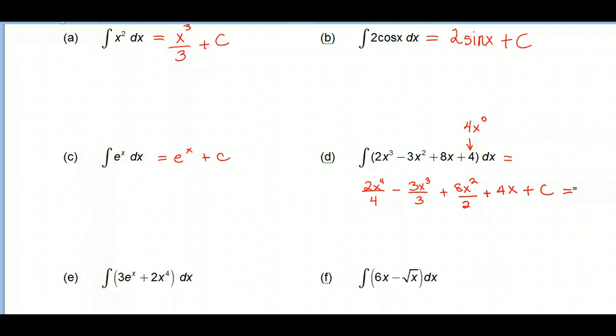Once you increase each of these exponents by 1 and divide, you don't need that little s in front, the big S. It's eliminated. We've taken the integral. Now just simplify any fractions. So we get x to the 4th over 2 minus x cubed plus 4x squared plus 4x plus c.